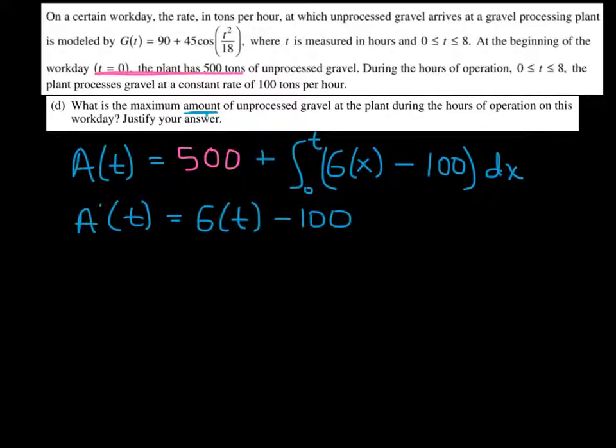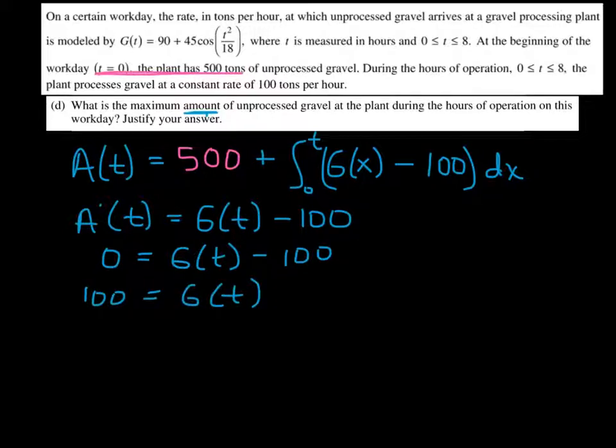Now the question is, when is A prime of t equal to 0? Because you're trying to find your critical values. So g of t minus 100 equals 0. When 100 is equal to g of t, that's when the two rates are equal, when the rate that it is arriving is equal to the rate that it's being processed. That's when you have your critical values. Like I said, if you did that by writing this whole formula out and figuring that out, that's one way to do it. But if you just were able to recognize that when these rates are equal, that's going to be a critical value, that would have been fine as well.